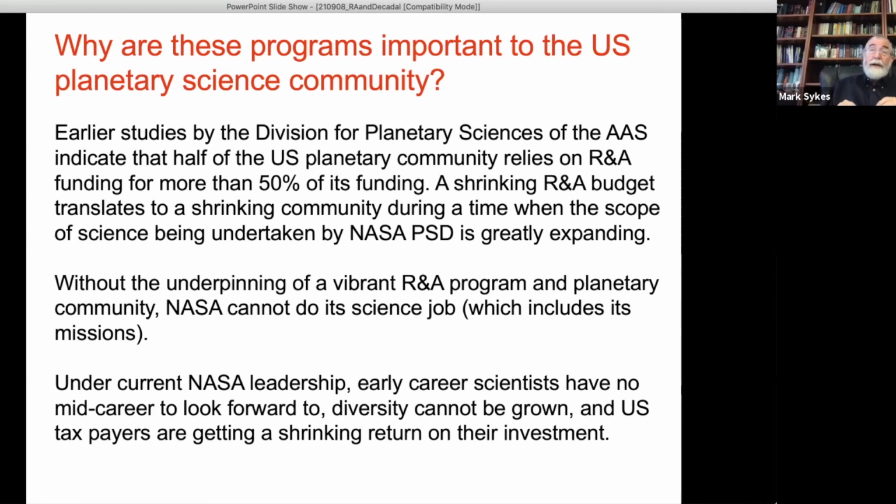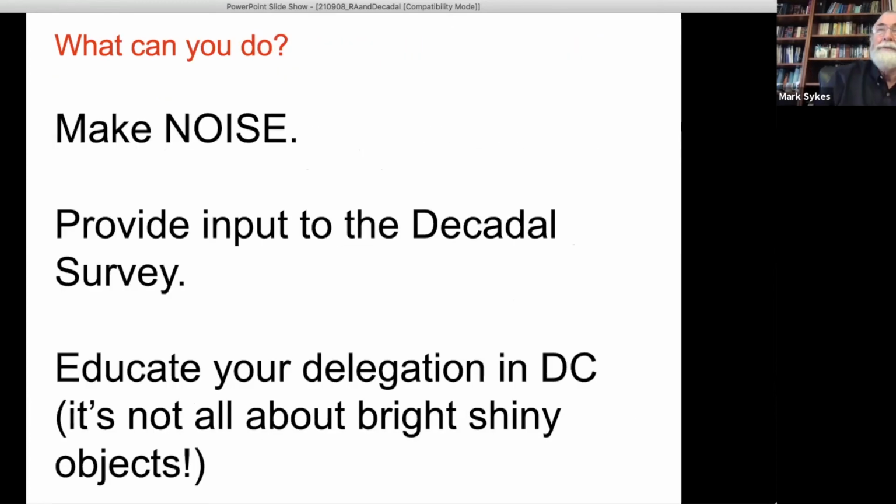And right now, under current NASA leadership, early career scientists don't have much to look forward to. In fact, I was talking to an early career scientist this morning, and he said, it's not that we have nothing to look forward to, it's that we can't get our early careers off the ground. We want to increase diversity and grow our community. You can't do that when you have shrinking resources. And frankly, I don't think the taxpayers are getting the return on their investments. And there are some things we can talk about, like hiding costs from peer review panels. That's another topic altogether. So what can you do?